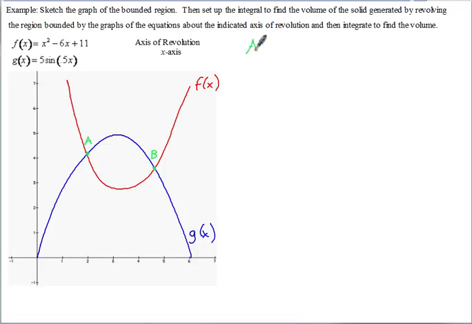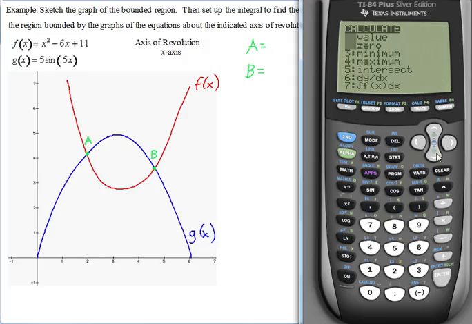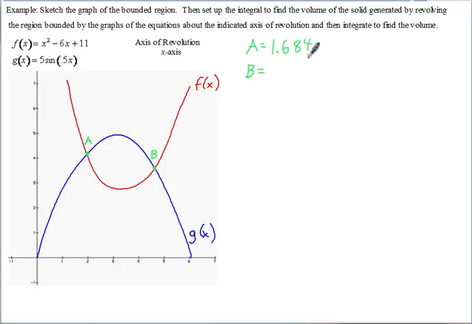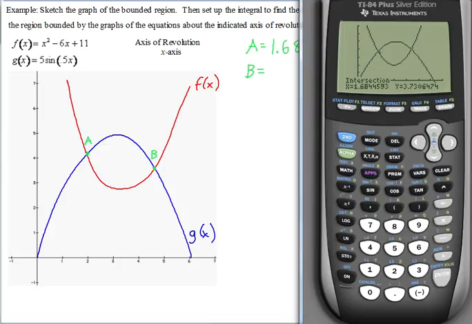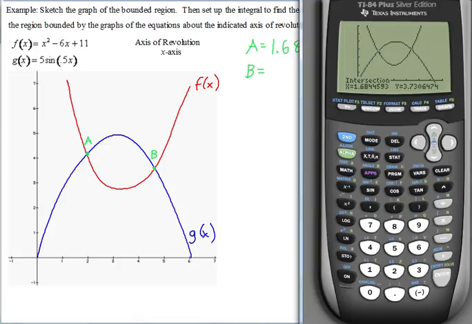So let's use our calculator to find both of those. So you just go second calc, number 5, intersect. First curve, there's only 2, enter, y1, enter. Second curve, y2, enter. Guess, either type it in or move your cursor close to this point of intersection. And we get A as 1.684... .4593. And let's store it in our calculator. Have to write on paper, alpha A.